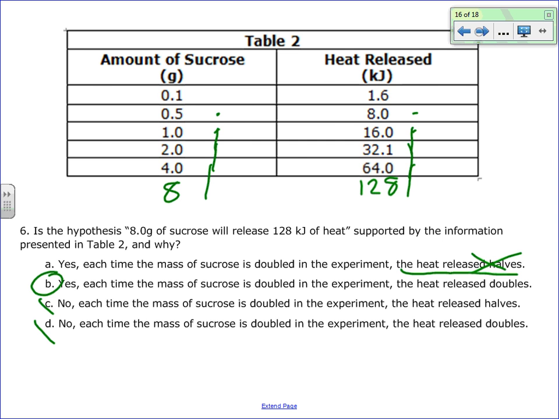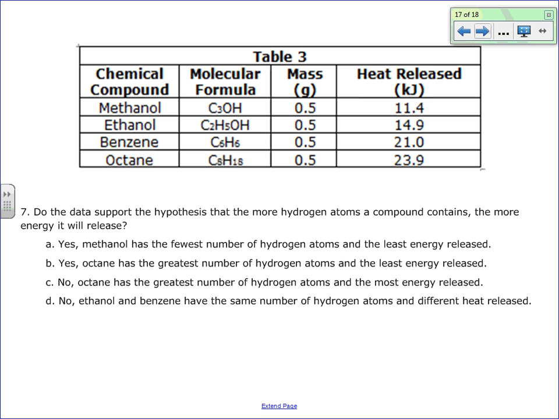All right. Last one. Oh, geez. Does the data support the hypothesis that the more hydrogen atoms a compound has, the more energy it will release? Well, let's take a look through. Let's number our hydrogen atoms. This has 1. This has 5, 6, 18. So this is increasing. You also see your energy increasing. So that statement is true, right?